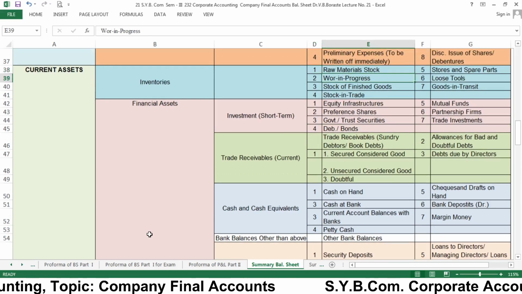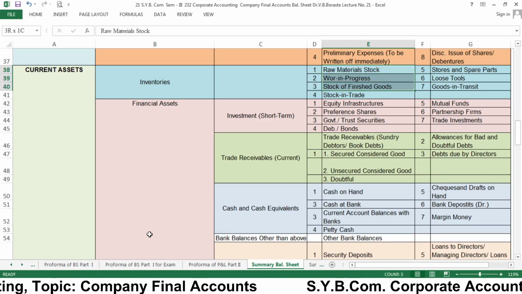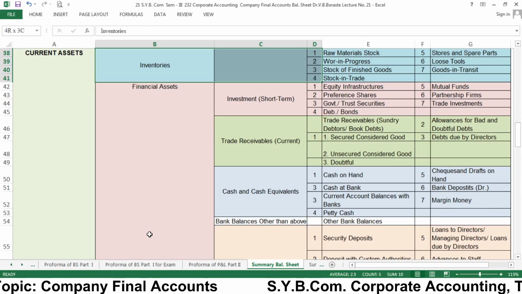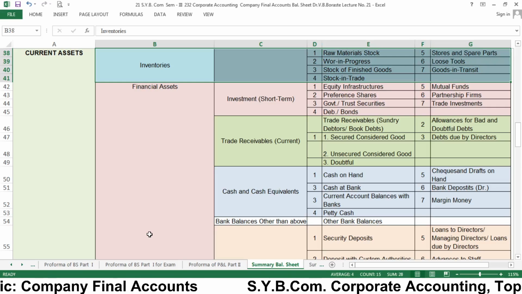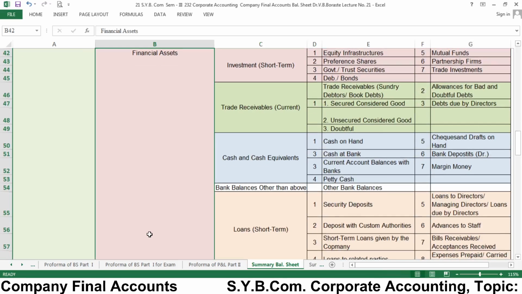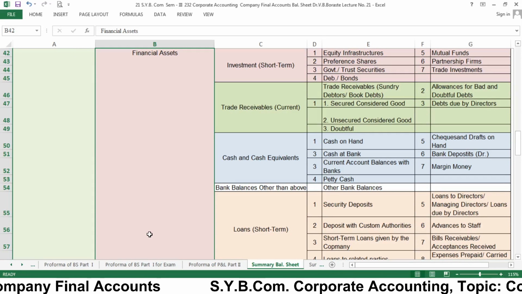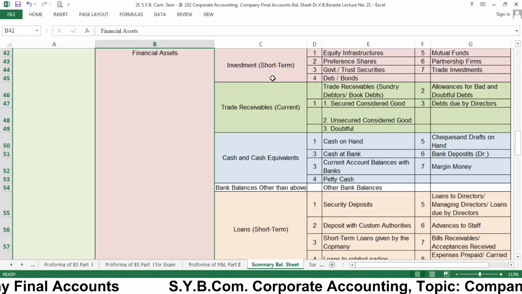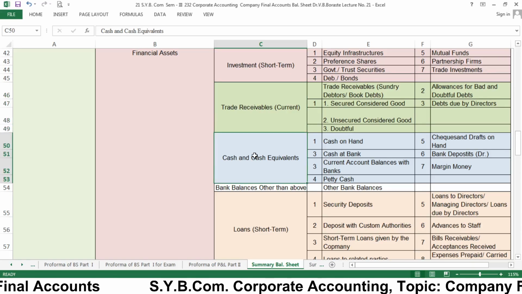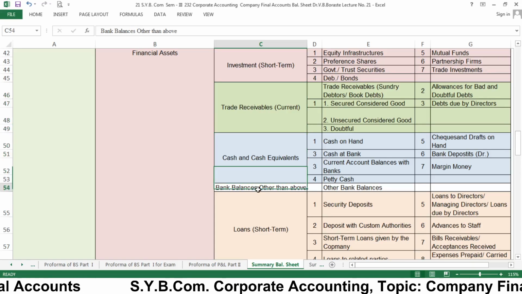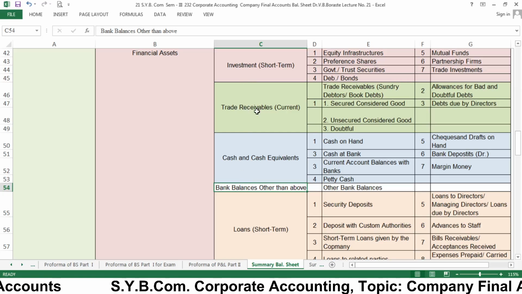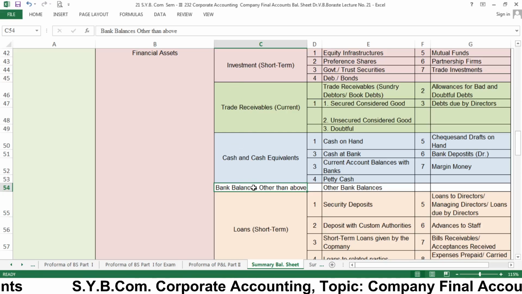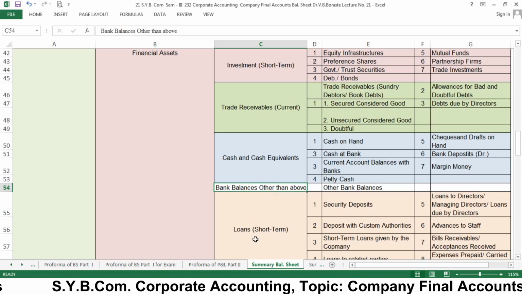After that, work in progress, stock of finished goods, stock in trade, stores and spares, loose tools, and goods in transit. All these are considered inventories, and they have to be mentioned under the head current assets and subhead inventories. Later on, financial assets. Financial assets are categorized as investment, short term, then trade receivable, current, cash and cash equivalent, and bank balances other than the above three, that is, investment, trade receivable, and cash and cash equivalent. Other than these three, the bank balance has to be mentioned here, and loans.